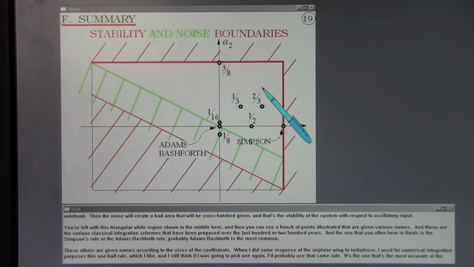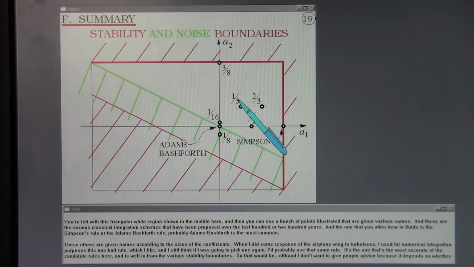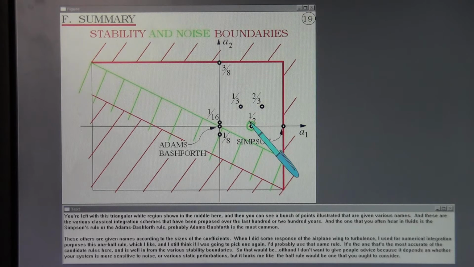And the one that often you hear in fluids is the Simpson rule or the Adams-Bashforth rule. Probably Adams-Bashforth is the most common. These others are given names according to the sizes of the coefficients. When I did some response of the airplane wing to turbulence, I used, for numerical integration purposes, this 1/2 rule, which I like. And I still think if I was going to pick one again, I'd probably use that same rule. It's the one that's the most accurate of the candidate rules here, and it's well in from the various stability boundaries. So that would be, offhand.